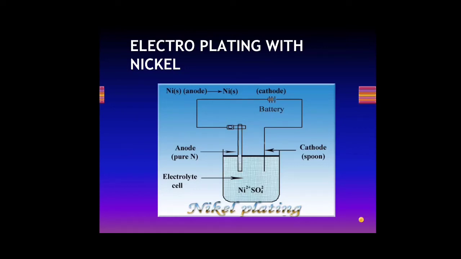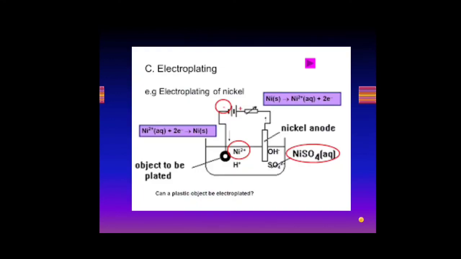So the amount of electrolyte in the electrolytic cell will remain constant. The anode will keep on reducing, whereas the cathode will have a slow build-up of nickel. So slowly and evenly, the entire spoon or whichever object we keep over there will get electroplated with nickel. Let's see the reactions for this. At the anode, nickel loses electrons and forms nickel ions, and at the cathode it takes in electrons and forms nickel metal. So nickel gets deposited on the cathode.